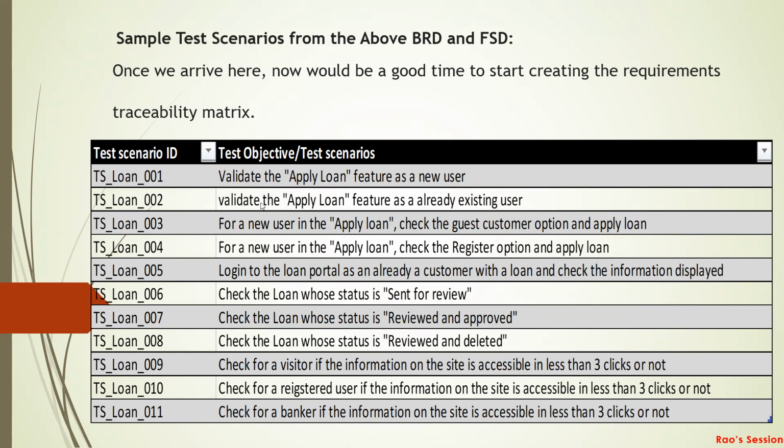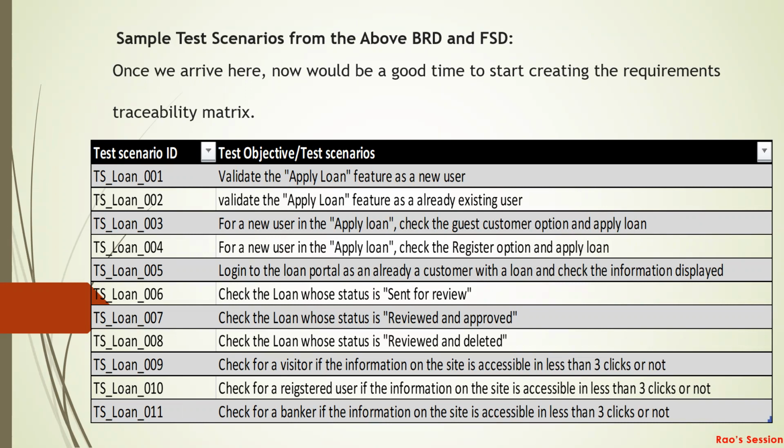Another scenario is validate the apply loan feature as an already existing user. Another scenario is for a new user in apply loan, check the guest customer option and apply loan. Another is for a new user in apply loan, check the register option and apply loan. So how many scenarios are listed here? Four. These four are for the apply loan functionality, 1.1, in a new user. So four scenarios are addressed. Are you following?